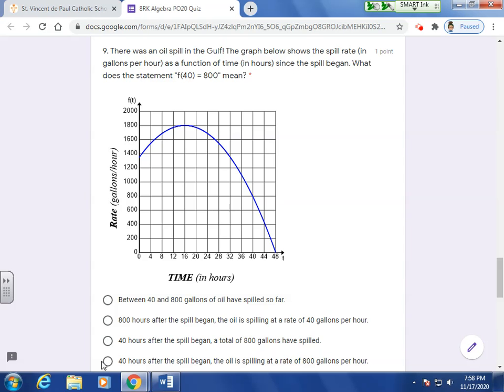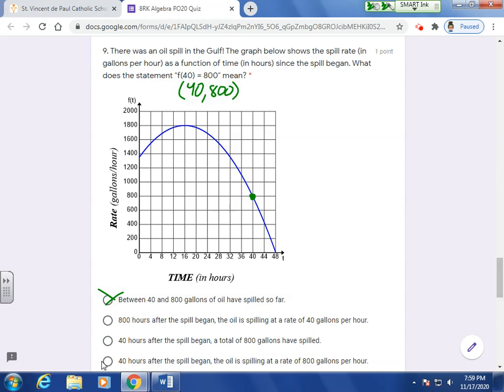Well, in and of itself, this statement refers to the ordered pair (40, 800), right? X is 40. The value of that is 800. It's the ordered pair (40, 800), which is right there. Okay, so that was kind of step one. Step two was, what does that ordered pair represent? Is it between 40 and 80 gallons of oil have spilled so far? No. Ordered pairs are precise. They are locations. They are accurate. It's not an estimate. So that one's out.